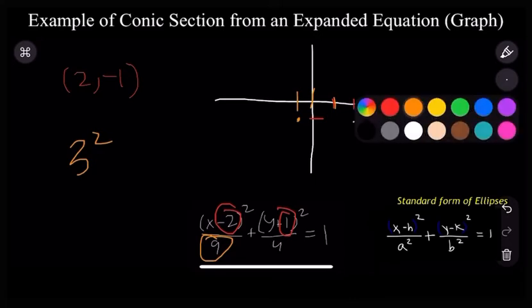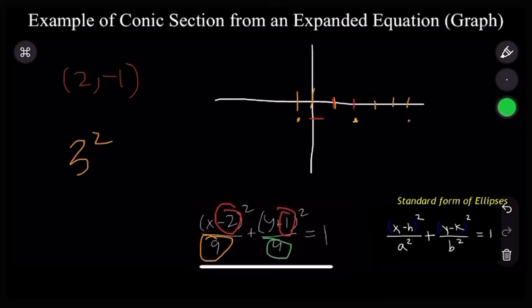Now, for the radius of y, it equals the square root of 4, which is 2. So we could plot a dot 2 spaces up and 2 spaces down from the center. Finally, we connect the dots to form our ellipse.